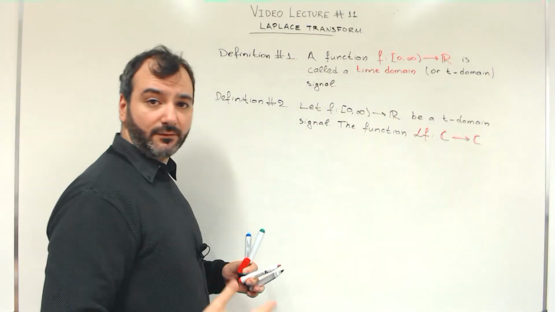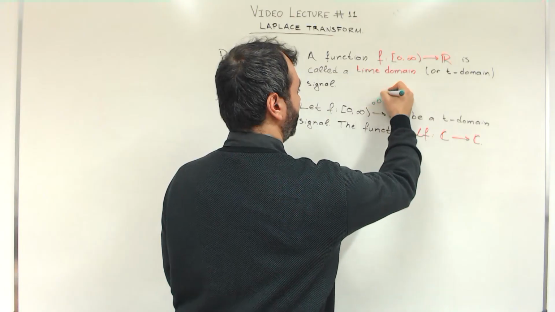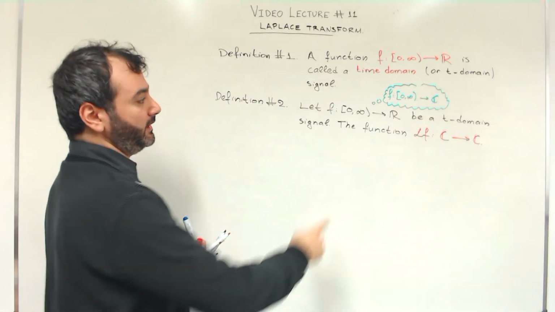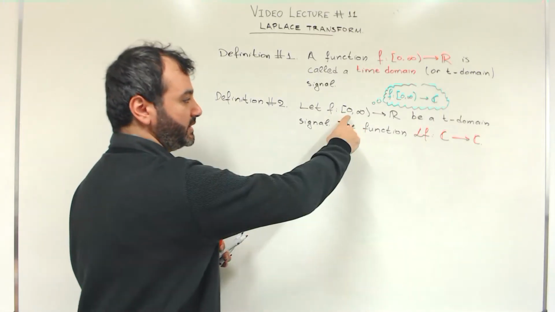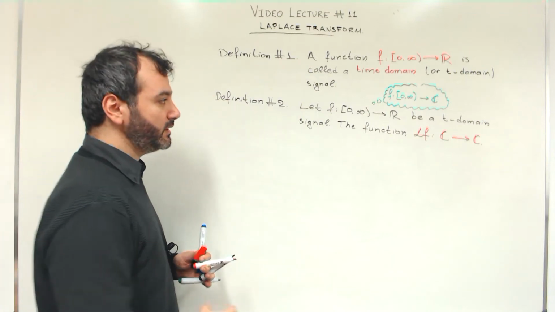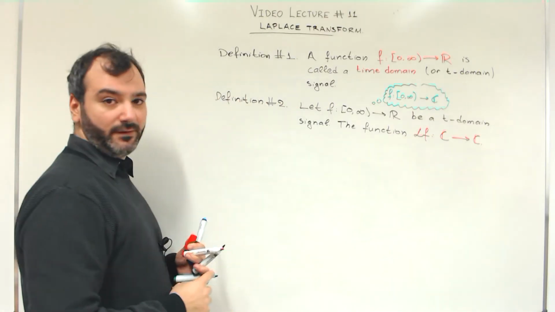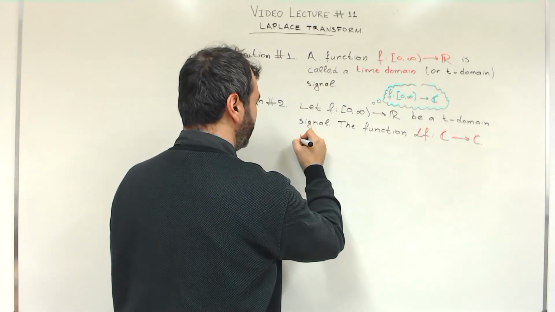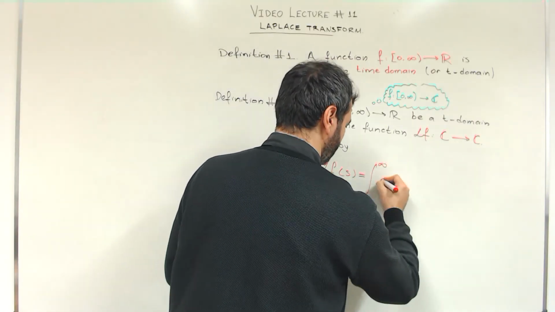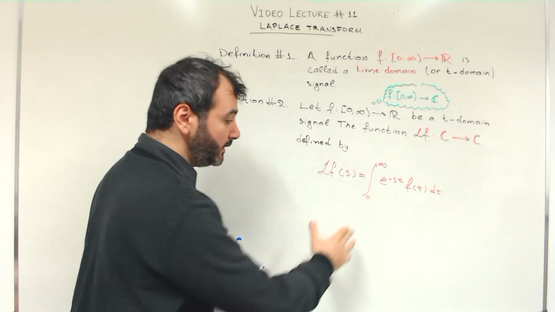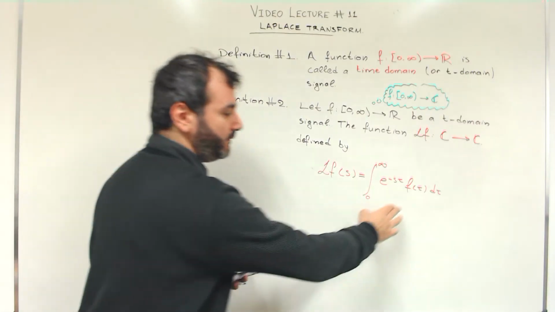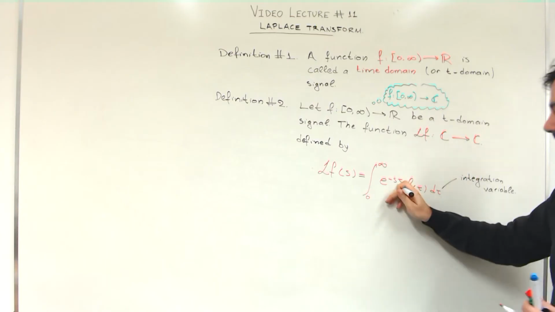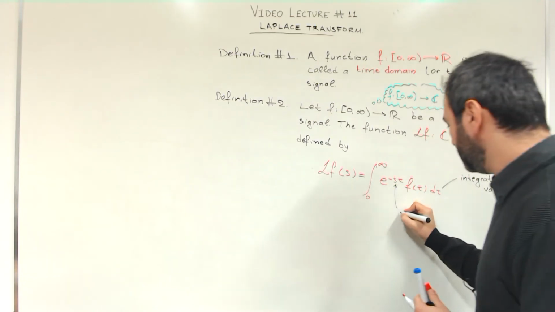So let f be a real valued time domain function. By the way, we can rewrite the same definition for functions which are complex valued. We can extend this definition, if we like, to functions f that take a time parameter t, which is non-negative, and map to the complex numbers. So this is a time domain function. The function L calligraphic of f, a new function that maps the complex numbers onto the complex numbers, is defined by this integral from 0 to infinity of exponential of minus s tau times f of tau d tau, where tau is the integration variable and s is the argument of this new function.